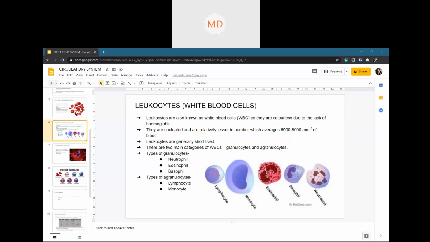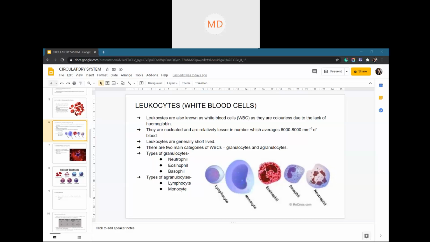So granulocytes are where the granules are present. Granules are small particles. Here you can see in the eosinophil, these small dot things, right? Here also you can see those dots, and here also. These are the granules.